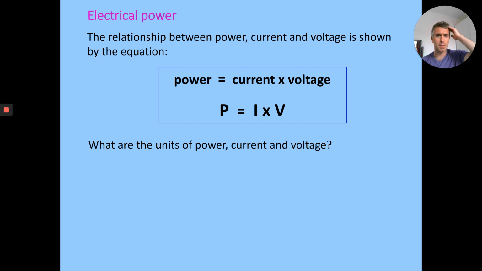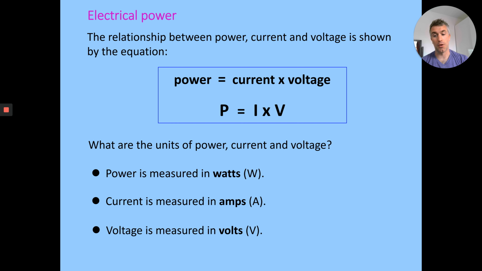What do we measure them in? What's power measured in? Indeed, power is measured in watts. Current is measured in amps, and voltage is measured in volts. It's really disappointing doing this. You can keep this going for days if you're in a real classroom, but here it seems a bit strange shouting at the computer. Power is measured in watts, current is measured in amps, and voltage is measured in volts.